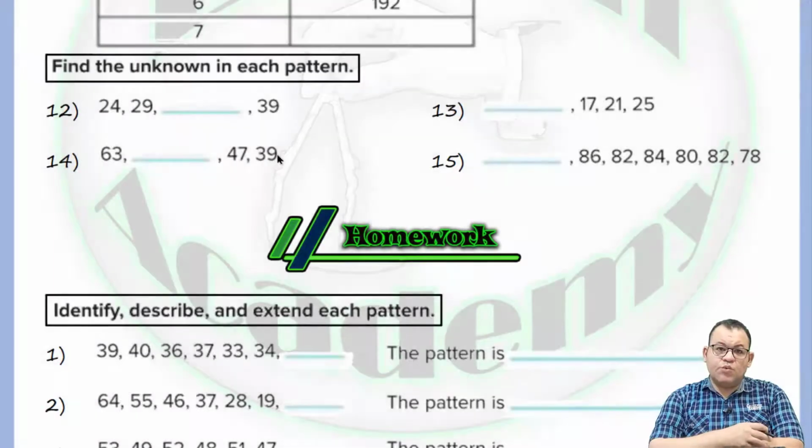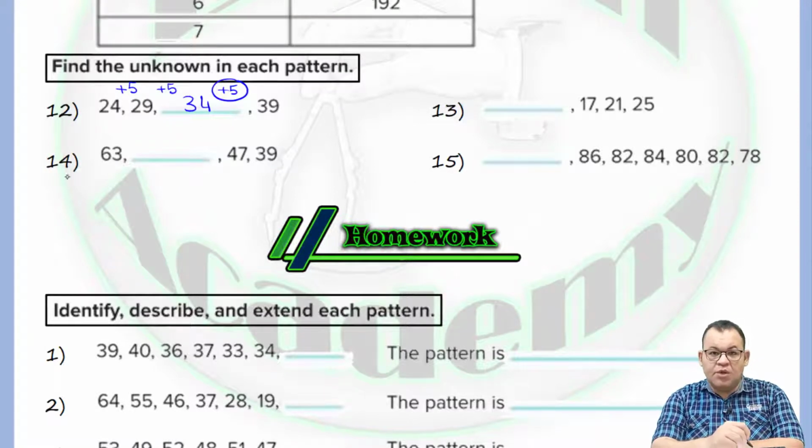In this part of the lesson, we need to find the value of each unknown. If you look at the pattern that we have here, 24, then 29, you will find that you add 5. So to find the next one, we can add 5. 29 plus 5 equals 34. After that, we can check if the answer is right or wrong by adding 5. If the answer is 39, it means your pattern is right. So 34 plus 5 equals 39, and that would be the right answer.